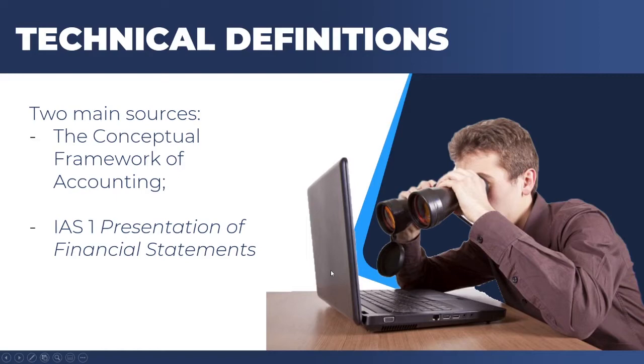Same as in the previous video, technical discussions can be found by reading two main sources. We have the first, the Conceptual Framework of Accounting, which sort of acts as the constitution of accounting since standard setters use this as basis when drafting new accounting standards. I have linked the Conceptual Framework below so that you can see the full text. The second one is the IAS 1 Presentation of Financial Statements. Both of these will be discussed further in the succeeding slides.